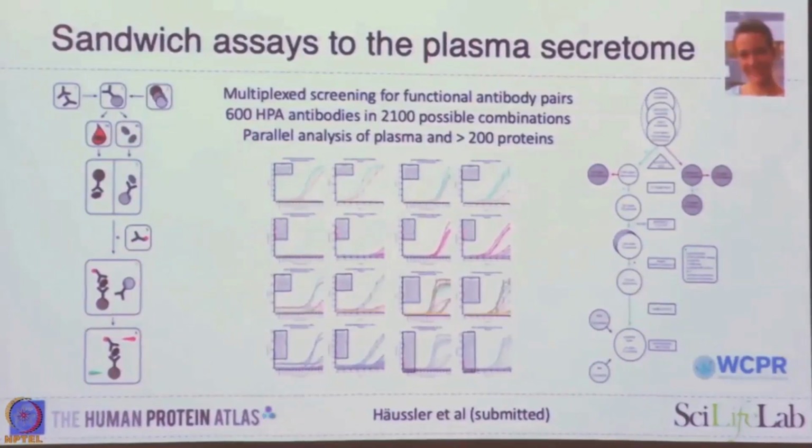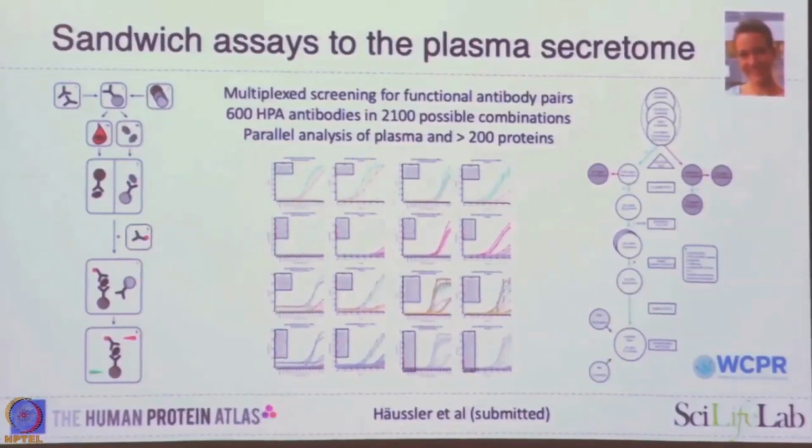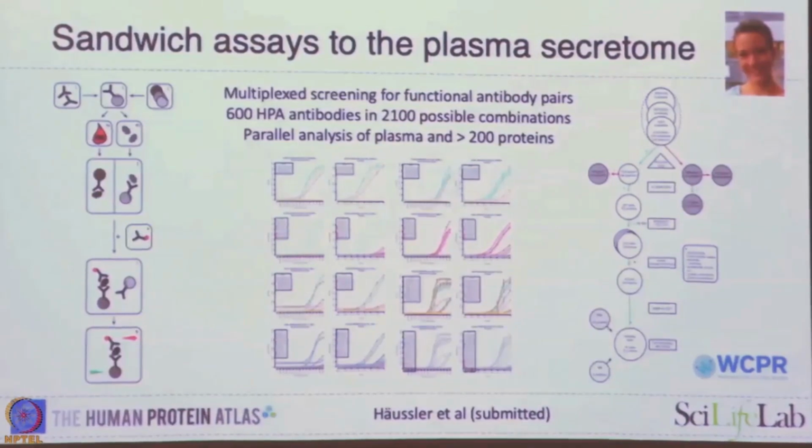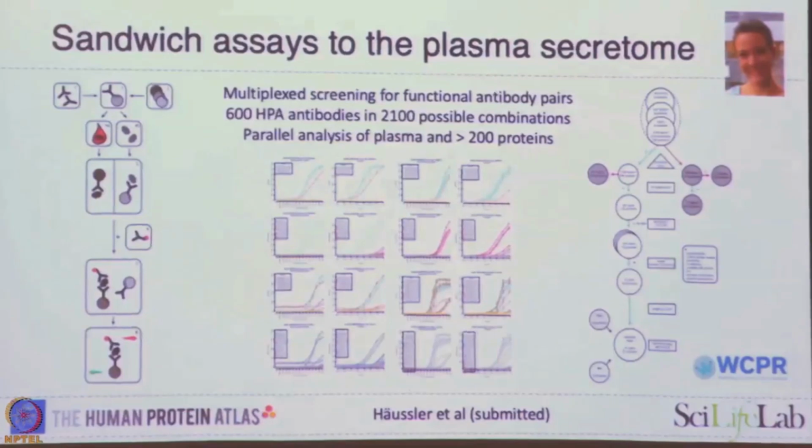What we also do, going back to our most accessible technology, is using Luminex. Here Ragnar has screened more than 200 proteins using more than 600 antibodies to find which are suitable sandwich pairs, using both for capture and detection. This is now a paper which you can find on bioRxiv, and hopefully the reviewers will like it.